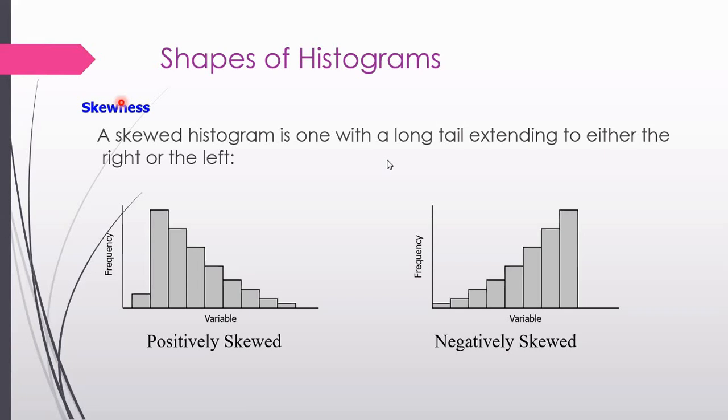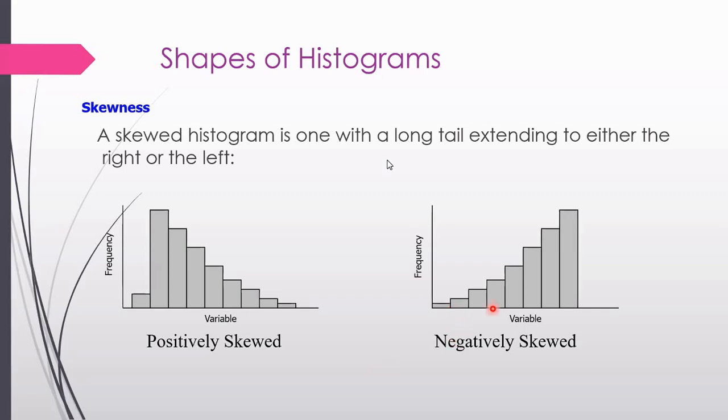Non-symmetrical means it's a skewness. In skewness, there are two types: one is positively skewed and the second one is negatively skewed. If the tail on the right-hand side of the histogram is long compared to the left-hand side, then that is positively skewed.